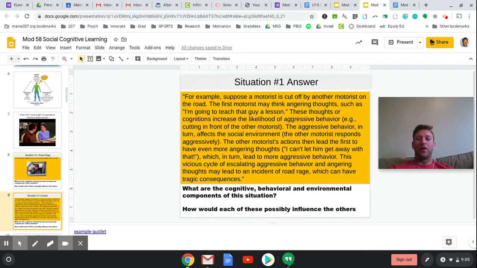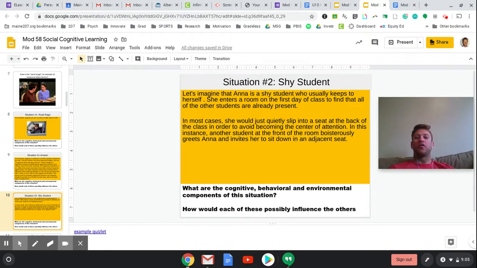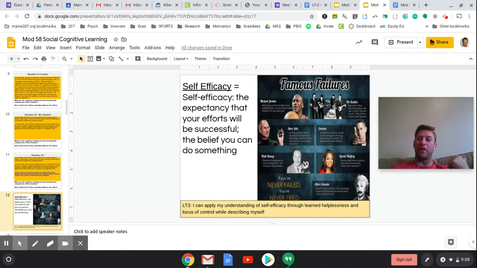All right. So that's one of my examples, and here's the answer about the motorist. You can talk about a shy student. Let's imagine that Anna is a shy student who usually keeps to herself. She enters a room on the first day of class. In most cases, she would quietly slip into her seat at the back of the class to avoid becoming the center of attention. In this instance, another student at the front of the room boisterously greets Anna and invites her to sit down in the adjacent seat. On your handout, write out the cognition, behavior, and environment, which all work interchangeably to change the personality of this shy student. There's the answer you can look back at.